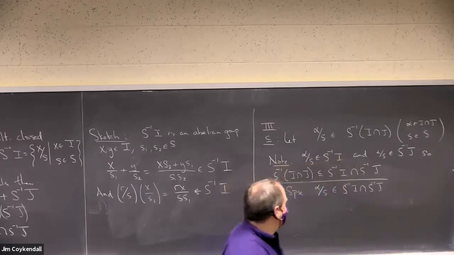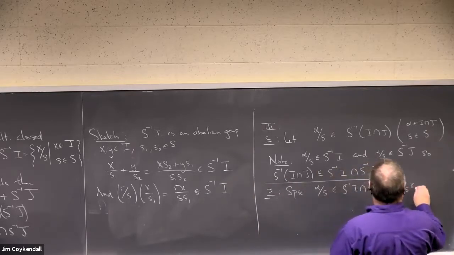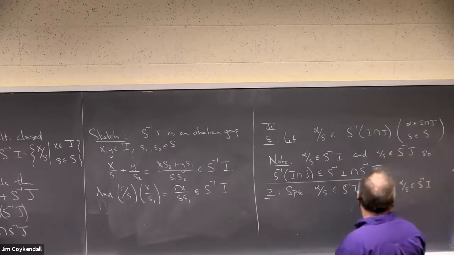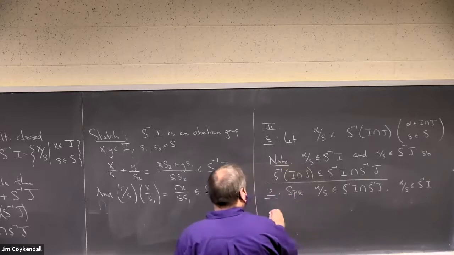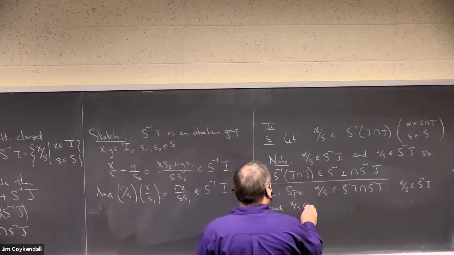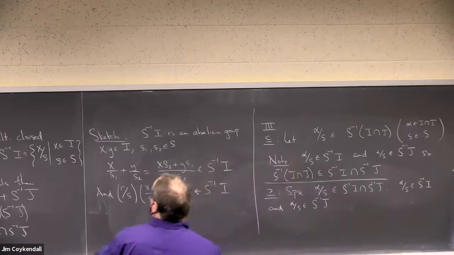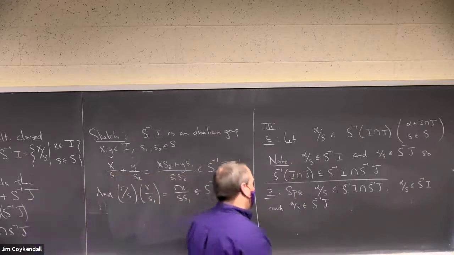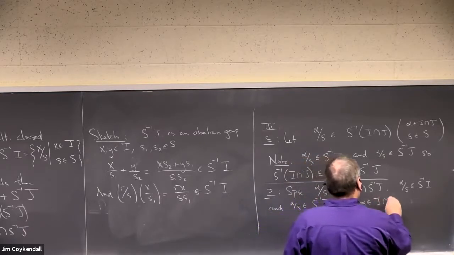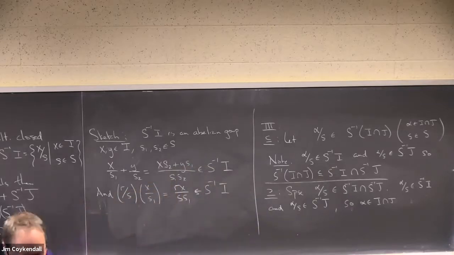Now, what does this mean? So alpha over s is in S inverse I. And alpha over s is in S inverse J. And by the definition of these sets here, that means alpha is in I intersect J, and that'll take care of it for us.